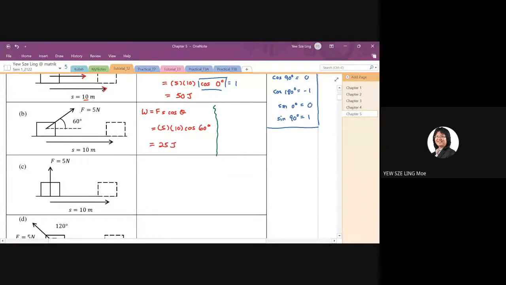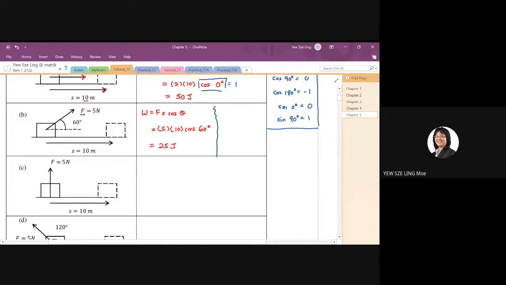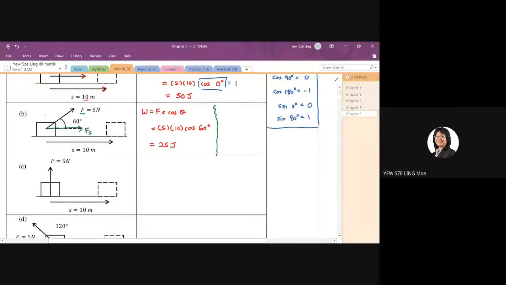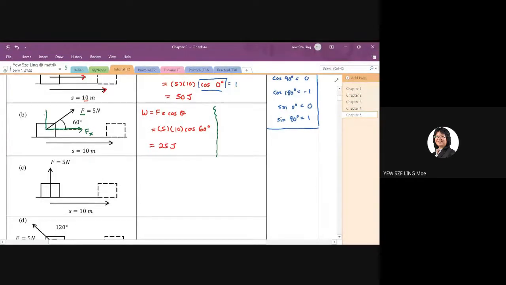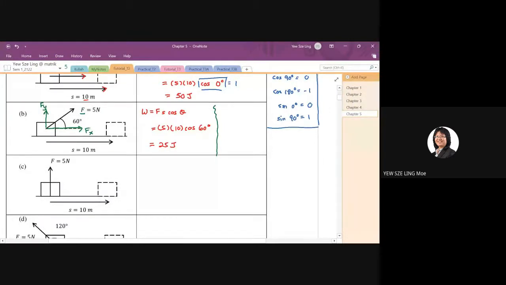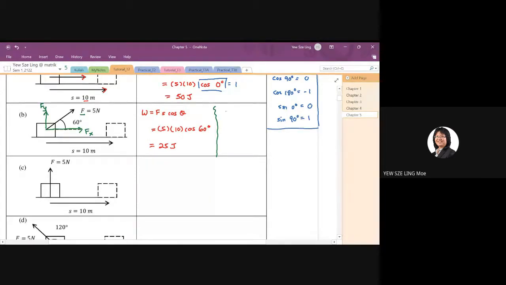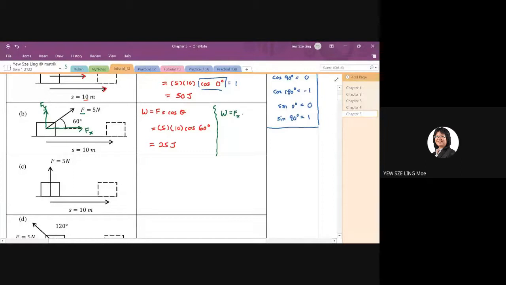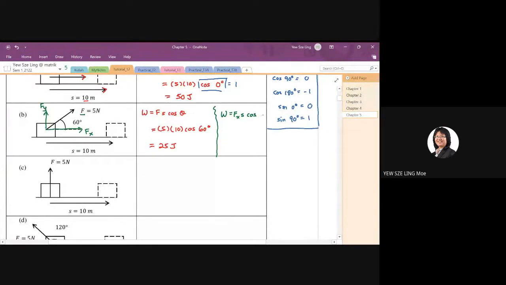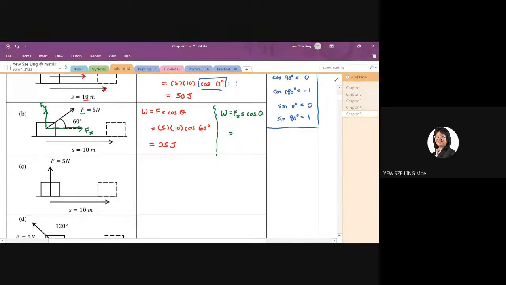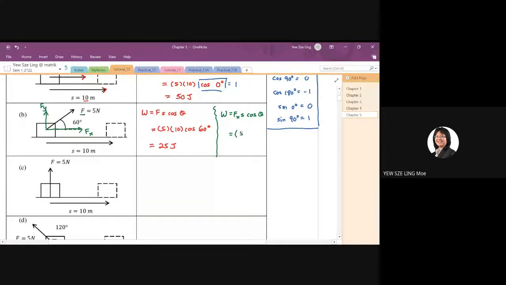They resolve F into Fx. Because when you resolve F into Fx, it will be pointing towards the same direction as S, your displacement. So they resolve it, but they just ignore Fy, they take Fx. So if you're going to take Fx, then what are you going to do? You will have W equals Fx s, and still you have to write cos theta because it's part of the equation. So for Fx, what do you have? You have 5 cos 60 degrees, and then times the 10 meters.